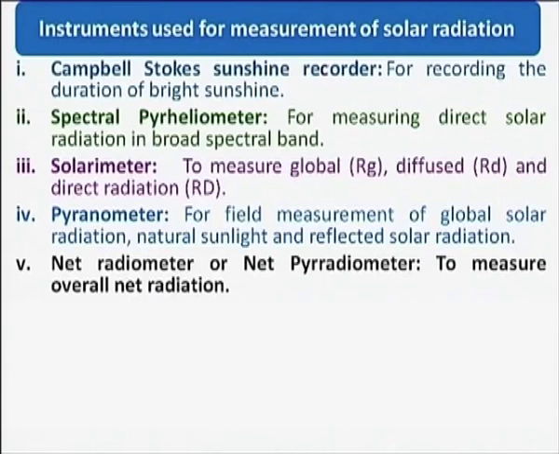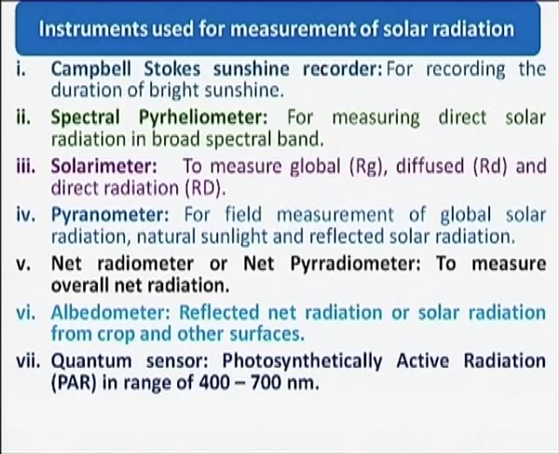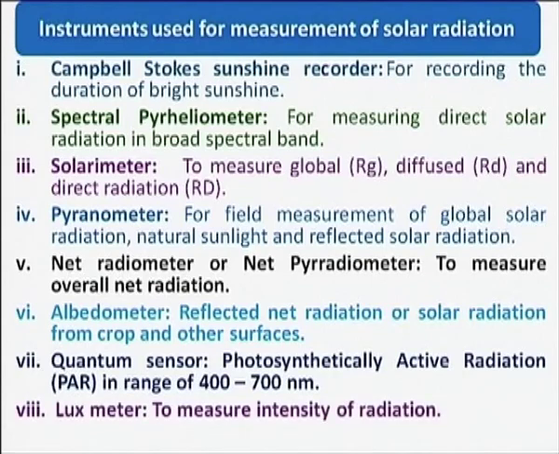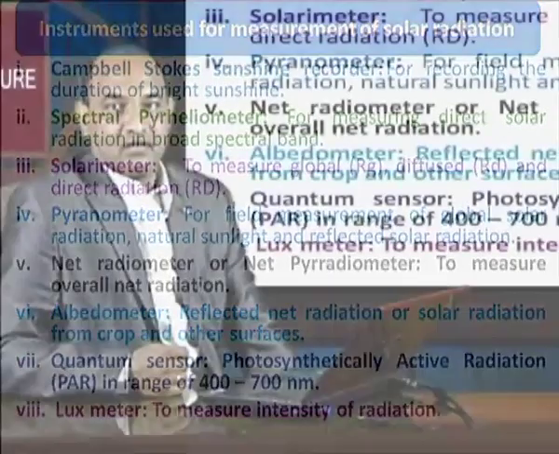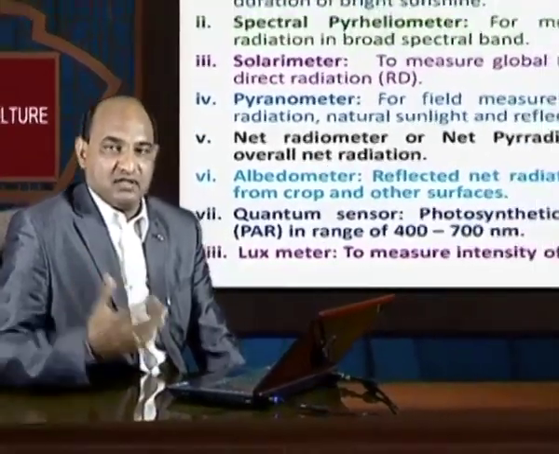Net radiometer or net pyrheliometer is used to measure overall net radiation. Albedometer: reflected solar radiation from crop and other surfaces is measured by this instrument. The next is the quantum sensor. It measures the photosynthetically active radiation in the range of 400 to 700 nanometer, while the lux meter is used to measure intensity of the radiation. So to measure the different types of solar radiation, there are different types of instruments.